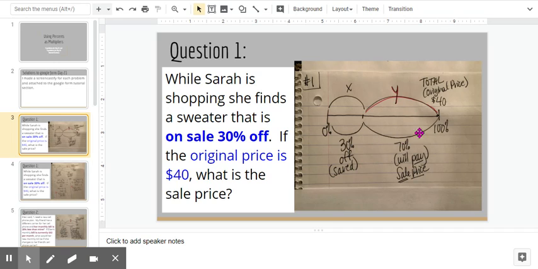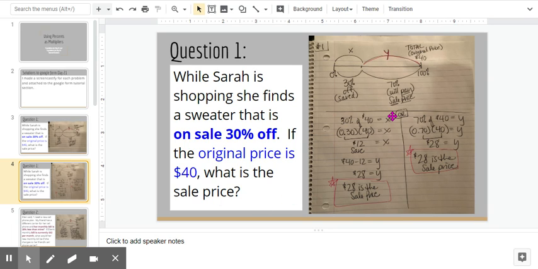I have another scoopy on the top of our line diagram, and that I'm calling Y, and that is going to be the value that represents 70%. So both of these values at the top are missing, but I do know the total, $40. So I'm going to write an equation with that $40. There's two different ways to solve this.